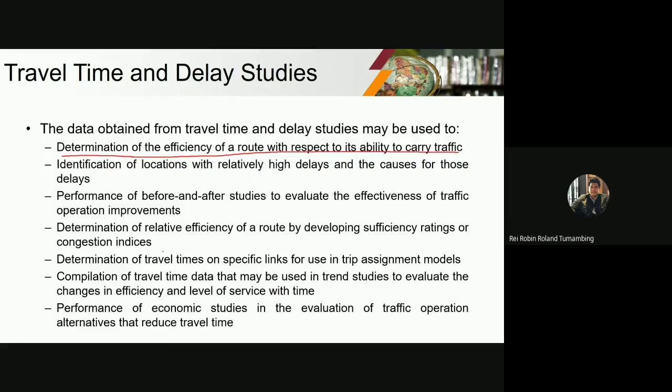Next is determination of relative efficiency of a route by developing sufficiency rating or congestion indices. Okay? So these congestion indices, you can make them like a map. Okay? So, let's say we have a road system like that. From 7 a.m. to 8 a.m., and this is the highly residential area, this is the highly commercial. So what is the tendency of the people there? The tendency of the people from 7 a.m. to 8 a.m., the people in the residential area will go to the commercial area to work.